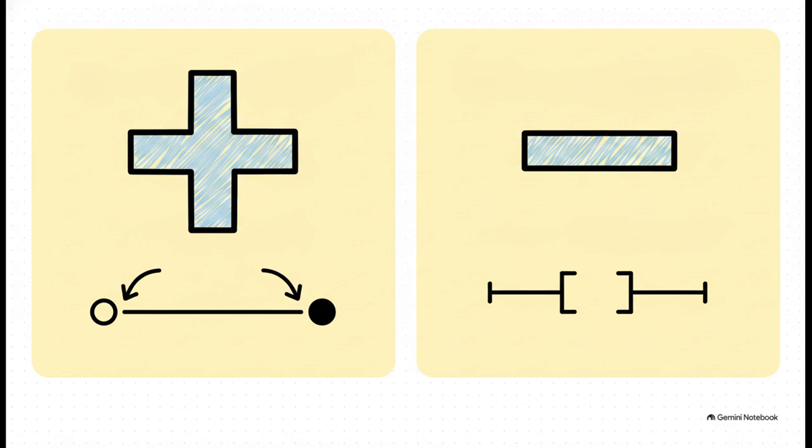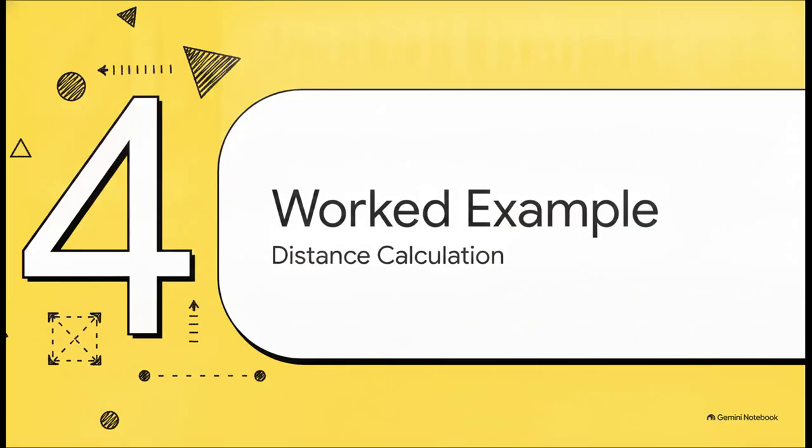But the distance formula fundamentally relies on subtraction. We have to subtract coordinates to find the physical difference or length of those triangle legs. Keeping that addition versus subtraction distinction locked in your brain is literally half the battle. Section 4. Worked example, step-by-step distance calculation.